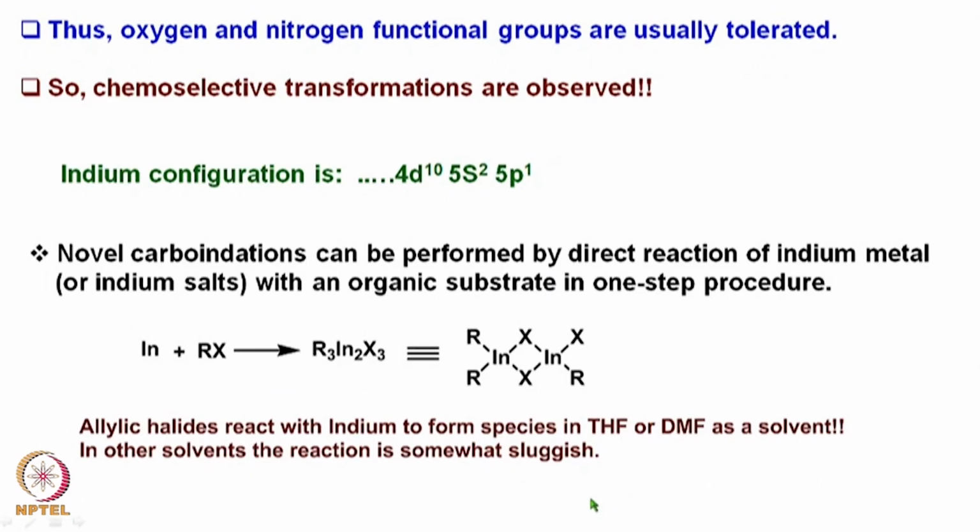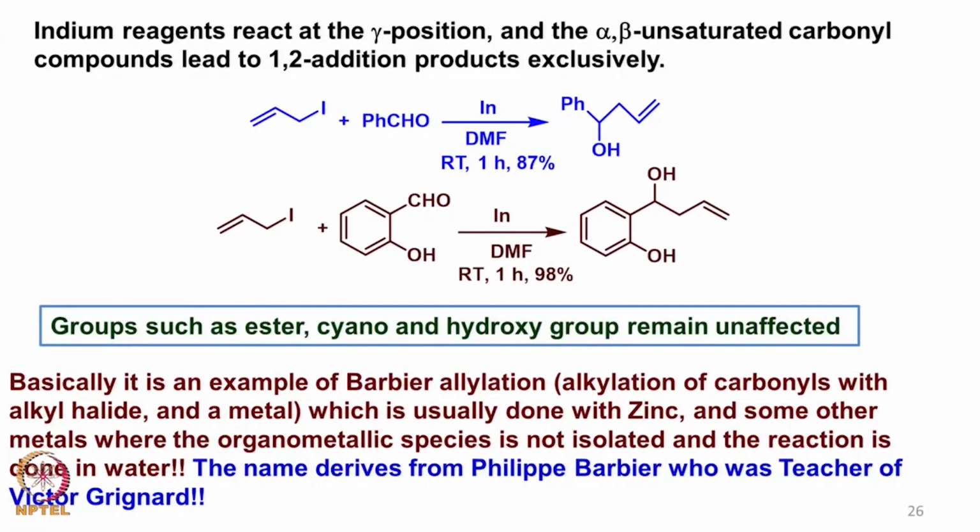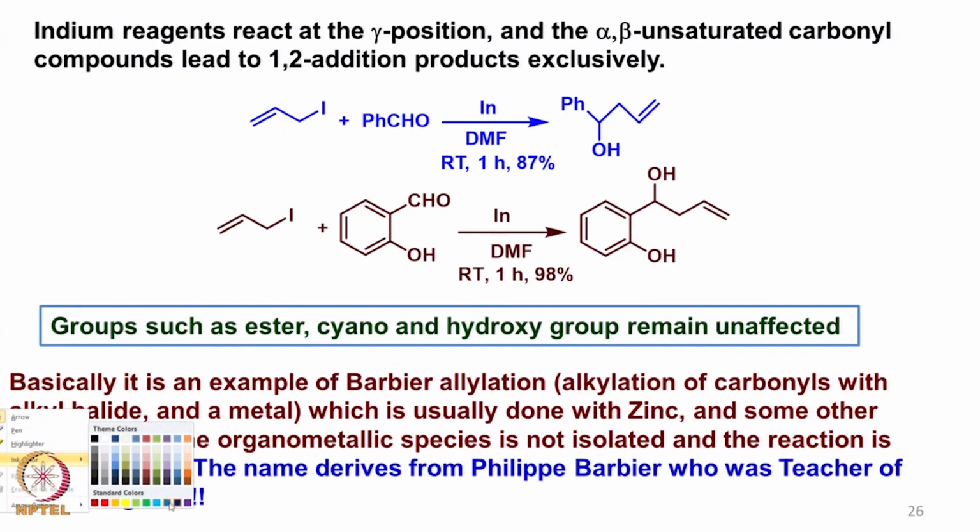And we then of course let the reaction complete and isolate the product as required, and we don't really have to isolate the organometallic species, unlike in cases where such organometallic species have to be isolated. So this is the advantage of using indium based reactions. For example, indium reagents react at the gamma position as we have discussed earlier. For example, this is the substrate that we have here.